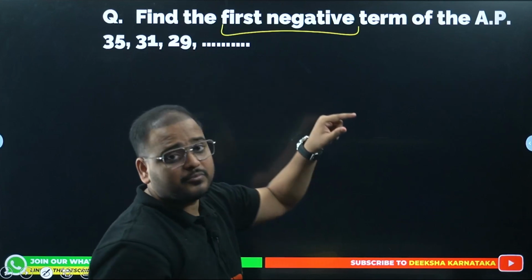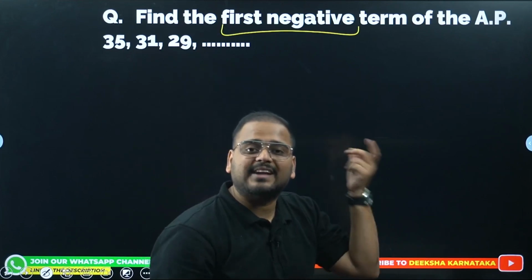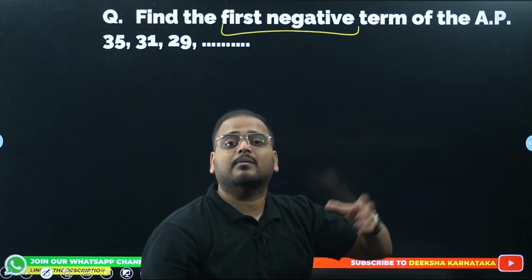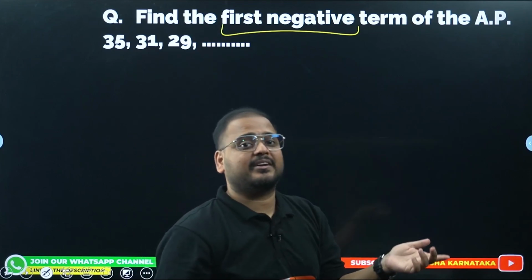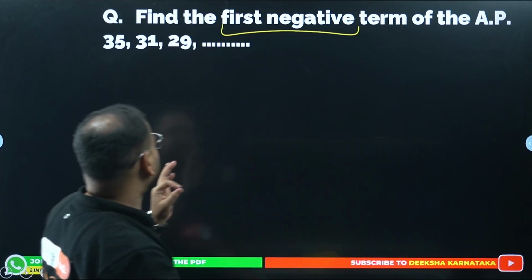Find the first negative term. Before going to that, we have to find the first term which is negative. Is it the 10th term? Is it the 11th term? Is it the 12th term? We don't know. So we need to find which term is negative, and then we can find that negative term. You agree with me? Let's proceed.